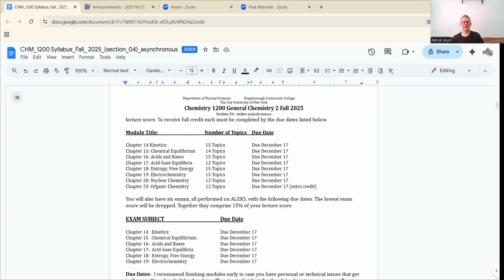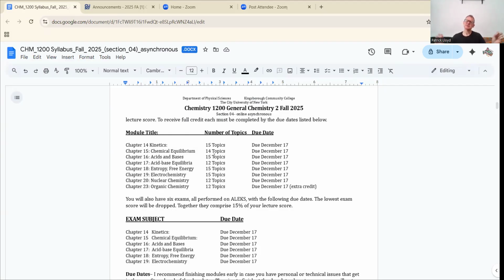So essentially you have 7, which is kinetics, chemical equilibrium, acids and bases, acid-base equilibrium, entropy, free energy, and actually I should say entropy, free energy, and equilibrium. It's okay. Electrochemistry and then nuclear chemistry. So those are the core chapters in this course, but there is an intro to organic chemistry, which is extra credit. Okay. If you look to the right, it says topics, number of topics.